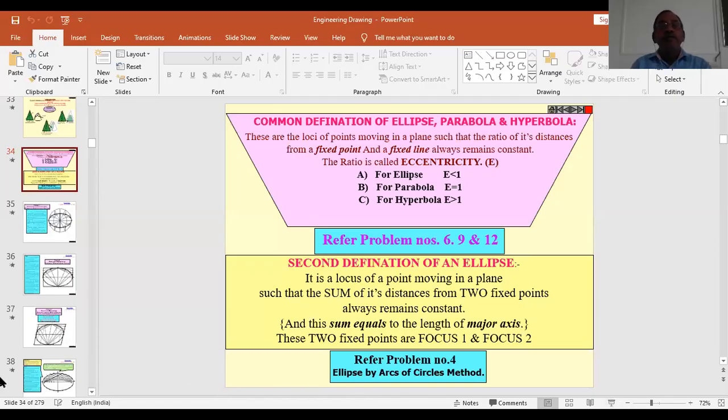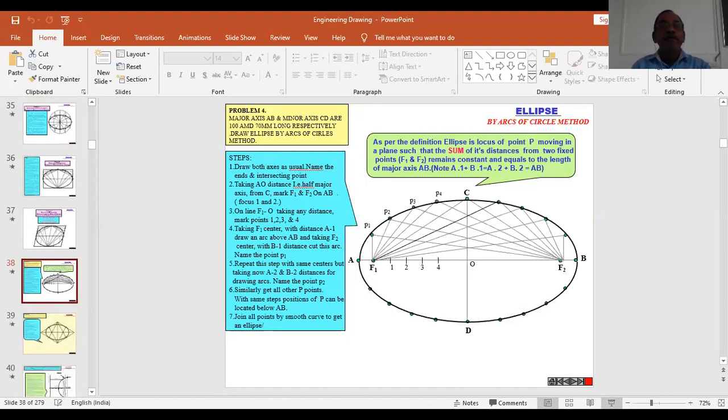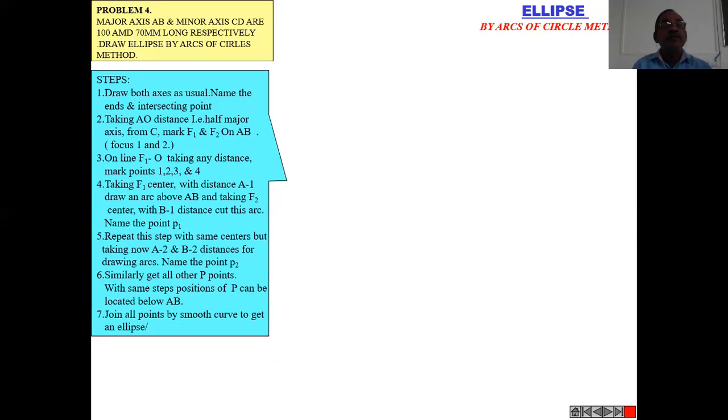So let us take up a question in order to follow this. Major axis AB and minor axis CD are 100 millimeters and 70 mm long respectively. Major axis and minor axis are given here, 100 mm and 70 mm. And it is said, draw the ellipse by the arcs of circles method. So let us follow step by step here.